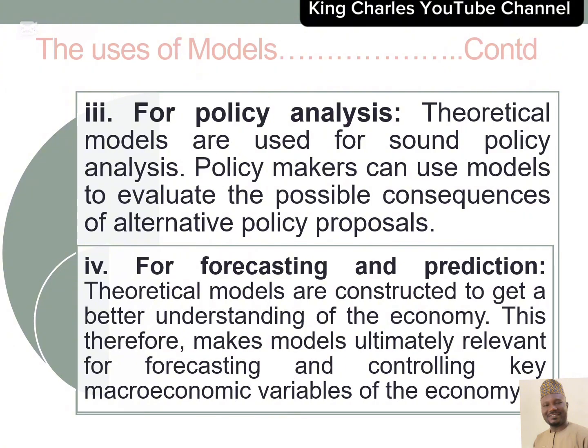Remember, in the types of models, we did mention the programming model, which is used by organizations and firms for the optimization process. In the same way, these models are also used by government for the planning process. Some of these models include the linear programming model and input-output analysis, the IO model.